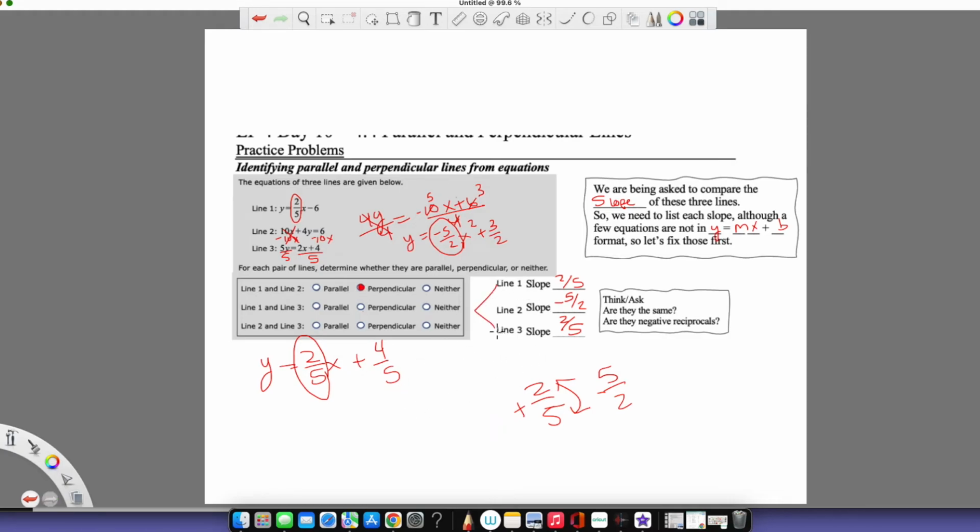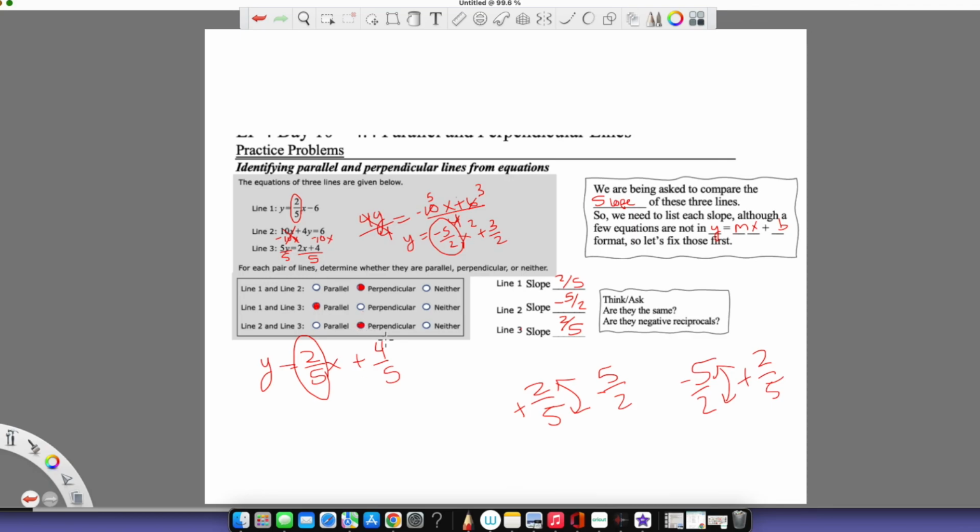All right, line 1 and 3, so we have 1 to 3. Well, 2/5 and 2/5, those are the same, so that makes them parallel. And then the bottom one, we have 2 and 3. So this is the same deal as 1 and 2. It's just backwards. I started with negative 5 halves. If I flip that over, I get 2/5. It was negative, now it's positive. So that does in fact work. All right, so we have perpendicular.